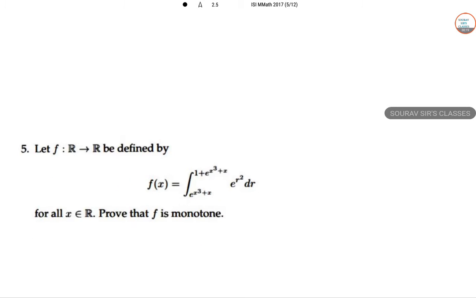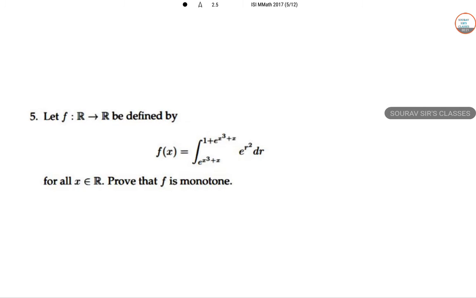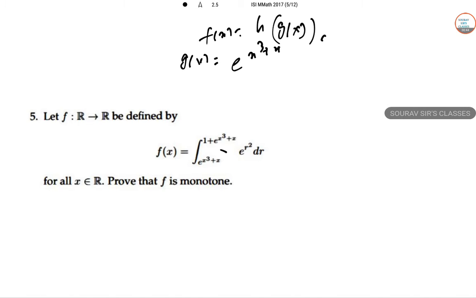Let f from R to R be given by a function. We need to prove that it is monotone. This is again a real analysis based question. On the basis of the observation, f(x) equals h of g(x), where g(x) equals e to the power x cube plus x, and h(y) equals the integral from y to 1 plus y of e to the power r square dr.